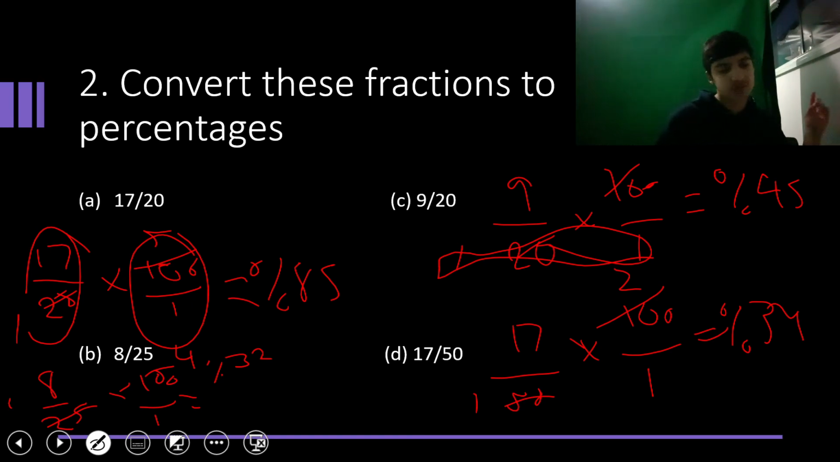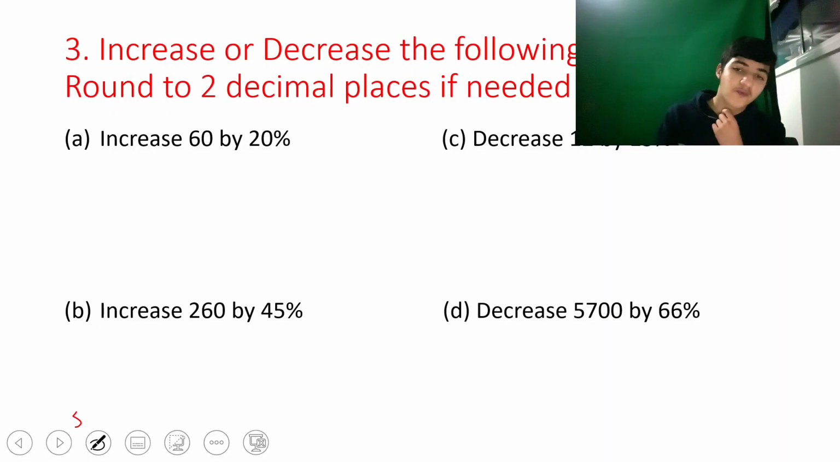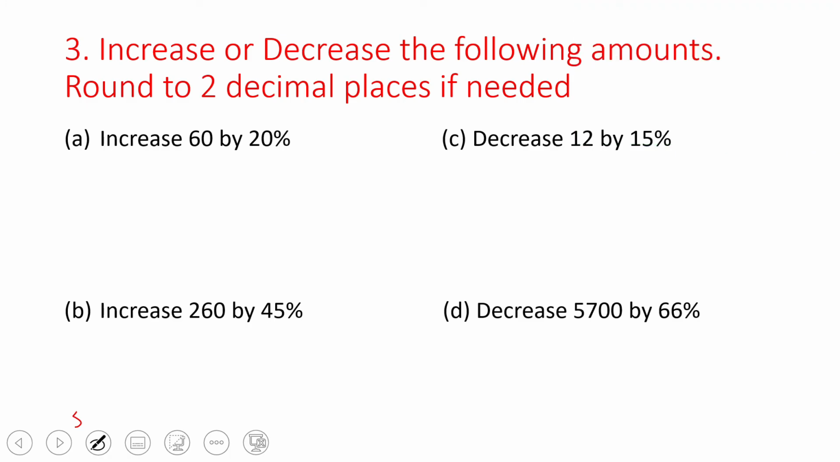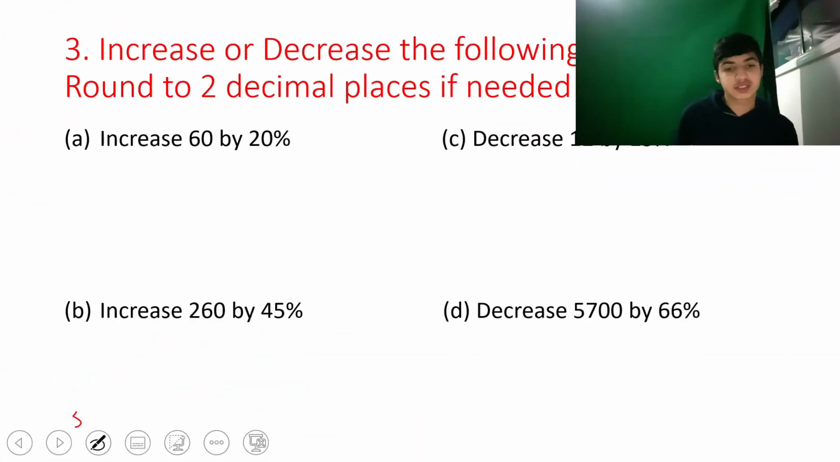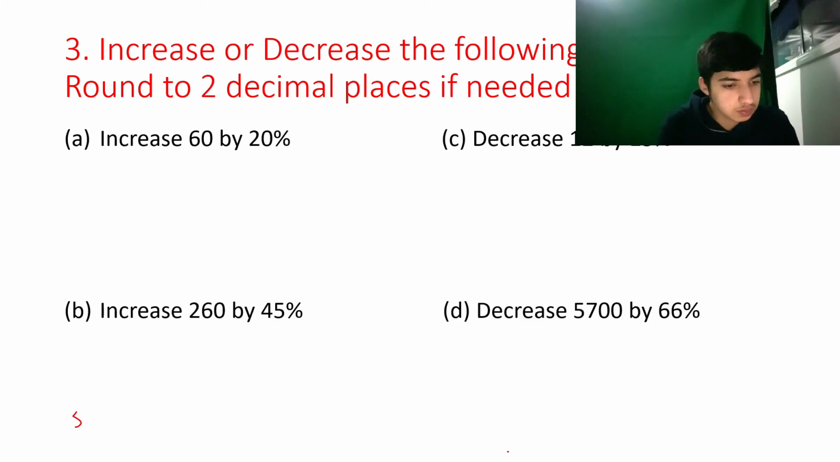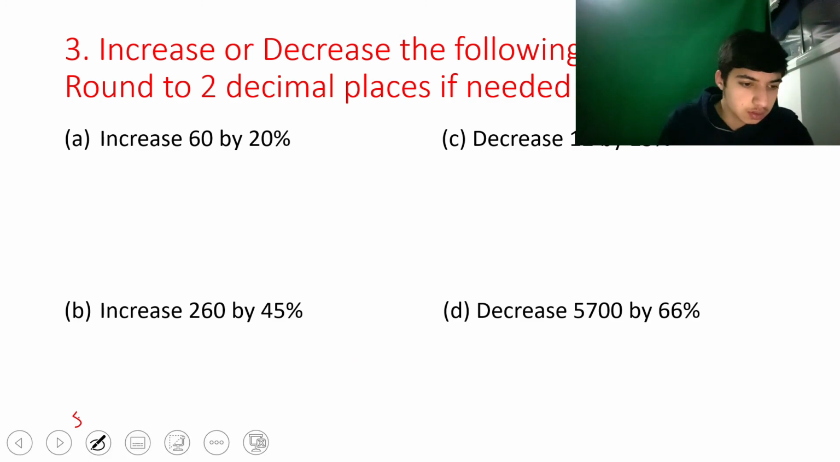That would be good. So let's move on to these final questions. These are the final ones, and then that'll be the end. Now, these ones here: increase or decrease the following amounts, round to 2 decimal places if needed. I'll give you time to pause the video. Okay, now you guys did the questions, let us do them. What's increase 60 by 20%?